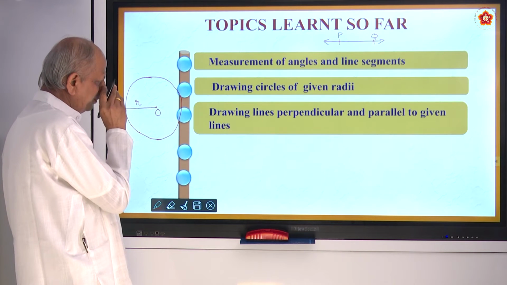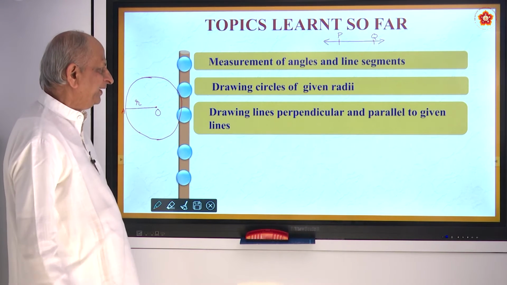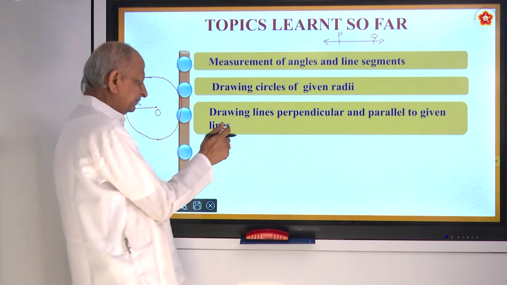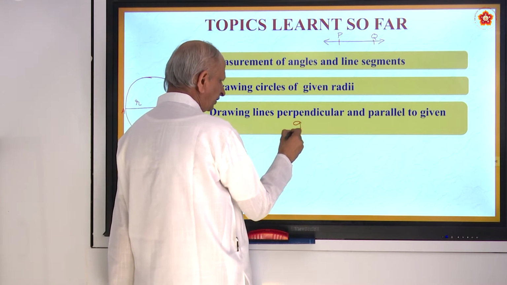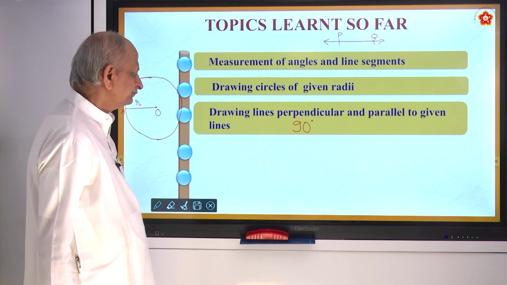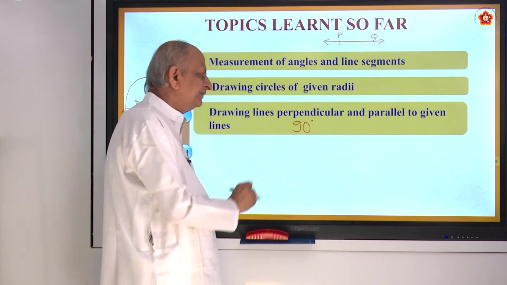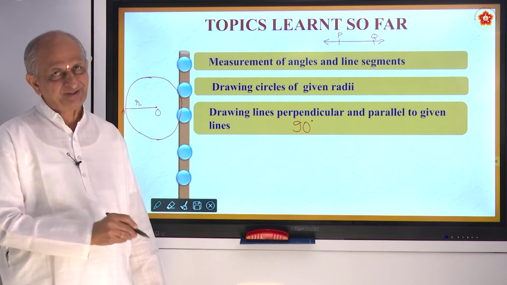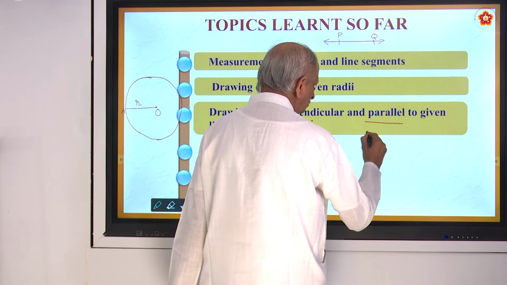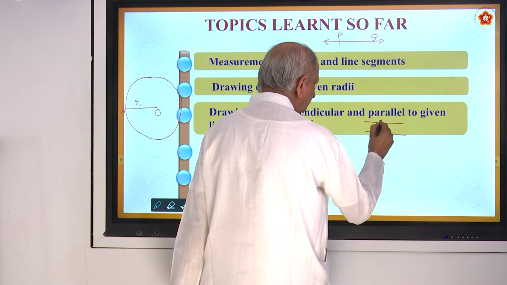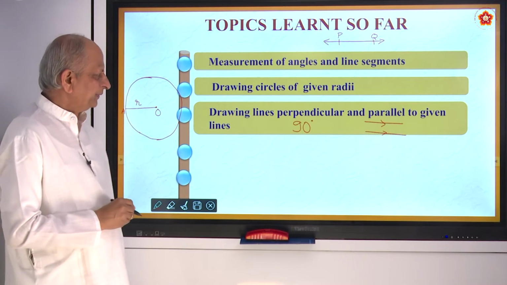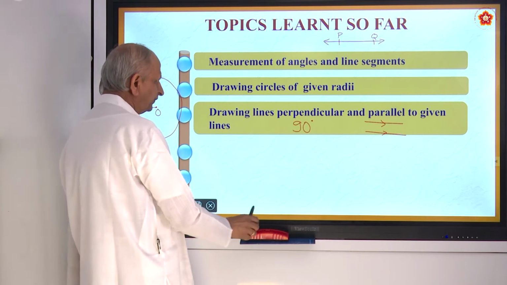And also you have studied about drawing lines perpendicular and parallel to a given line. Perpendicular means what? A line which is making 90 degrees with the given line. And parallel means lines which do not meet each other. For example, the bars of the window, they do not meet each other. The distance between the two lines will be the same. Is it not?